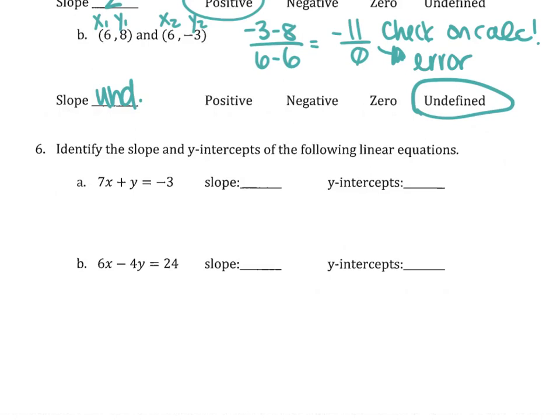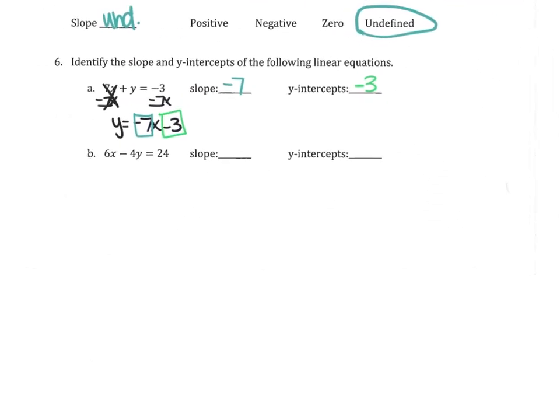Alright, identify the slope and the y-intercepts of the following linear equations. Okay, you have to put these in slope-intercept form first. So by doing that, I minus 7x from both sides. Y equals negative 7x plus negative 3. Alright, so my slope is negative 7. My y-intercept is negative 3. Alright, take a minute and try B.